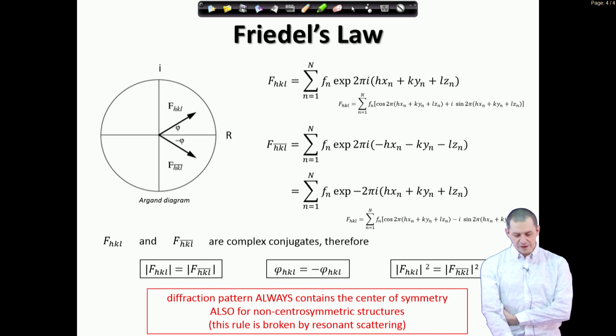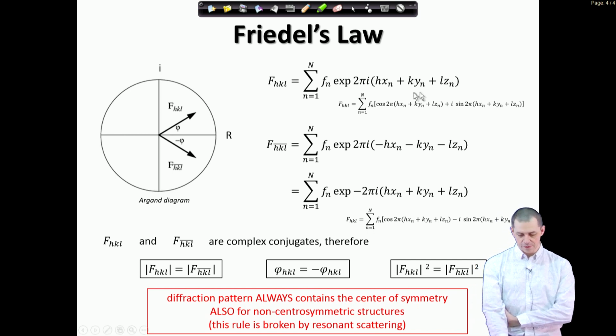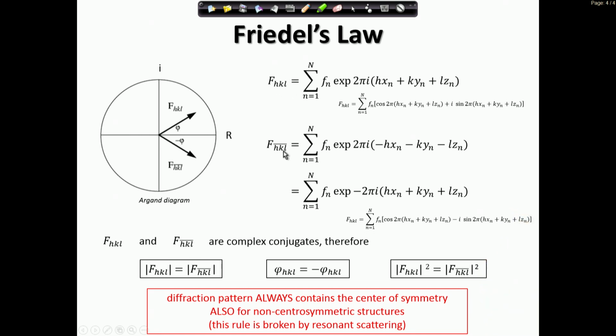You can find it very easily by writing the structure factor equation for a reflection HKL, and then if you replace HKL by minus H, minus K, minus L, so the opposite diffraction vector, there are minus values here, and you realize that you obtain the same formula here as here, except for the minus value, which means that you get two complex conjugate numbers.